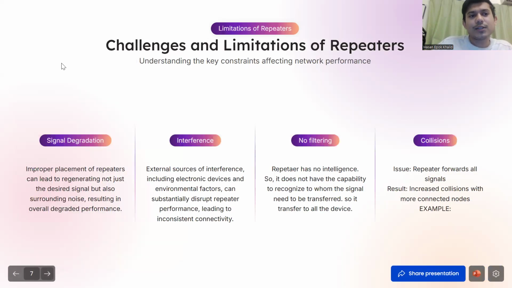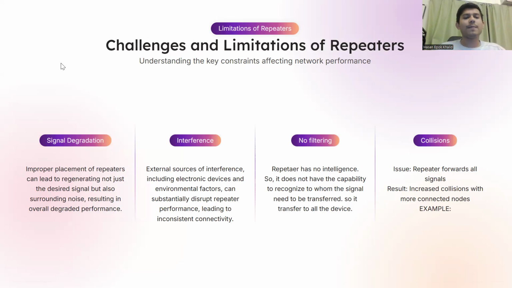Then let's talk about challenges and limitations of repeaters. First of all, one of the limitations of repeaters is signal degradation. What is signal degradation? Improper placement of repeaters can lead to regenerating not just the desired signal but also surrounding noises, resulting in overall degraded performance.